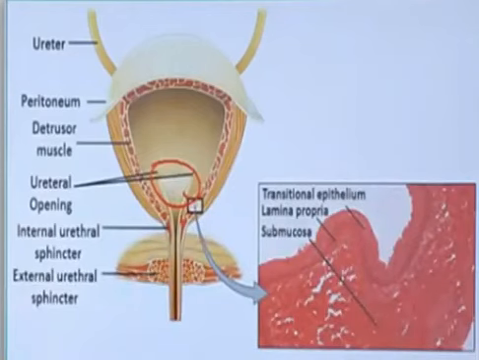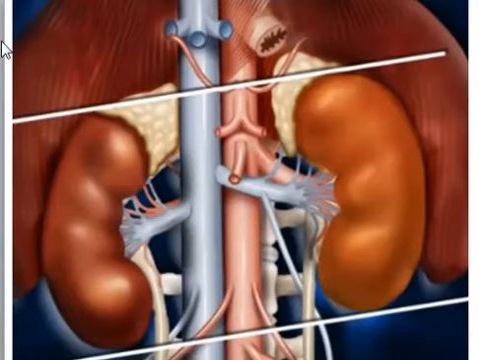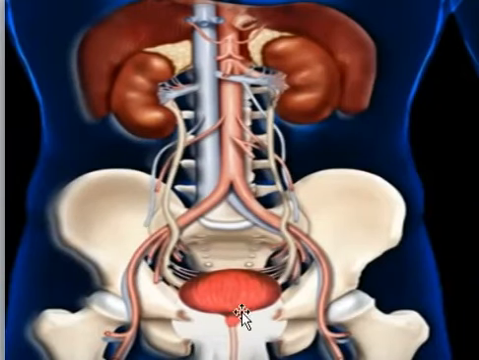Now we reach the urinary bladder. The urinary bladder is a muscular sac located in the floor of the pelvis. This is the pelvic bone and pelvic cavity. This is the urinary bladder. Here we have the pubic symphysis, this is the coxa, and this is the sacrum. This is the pelvis.